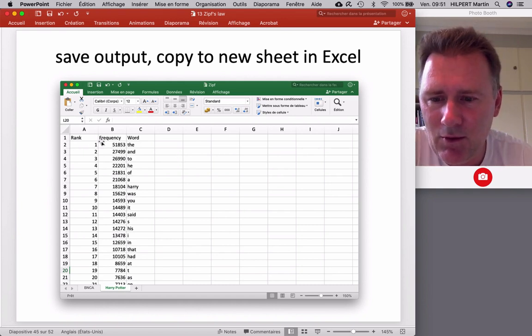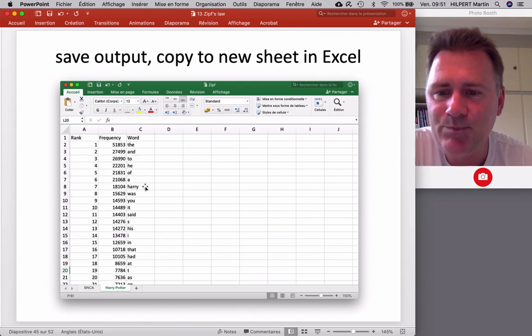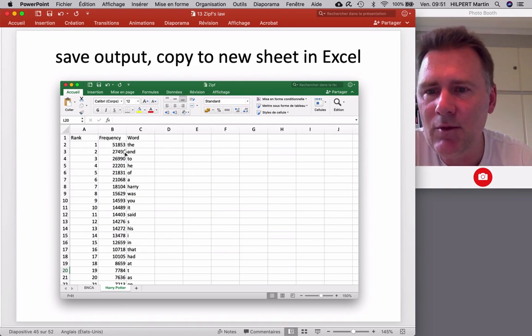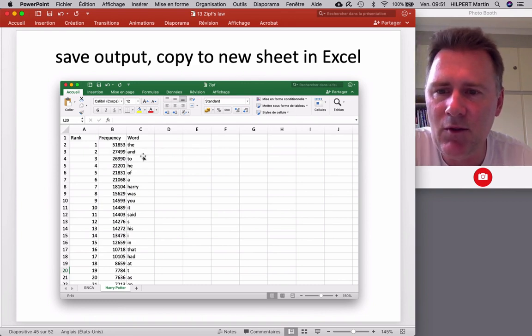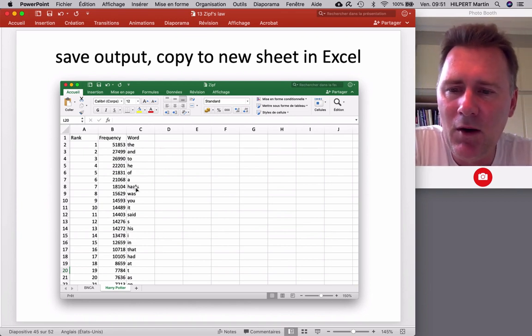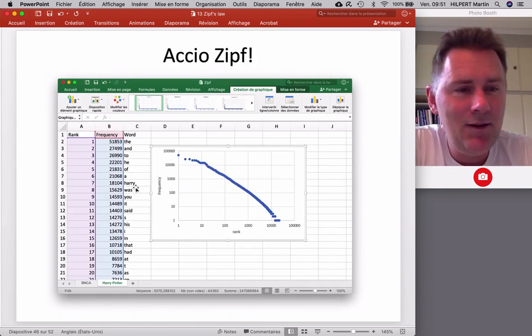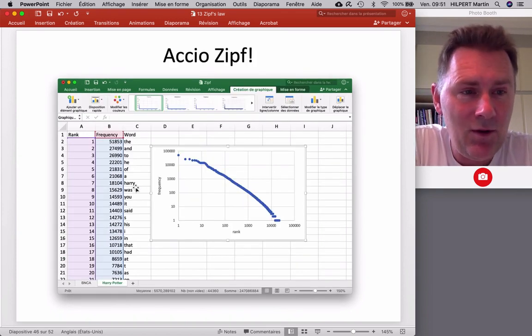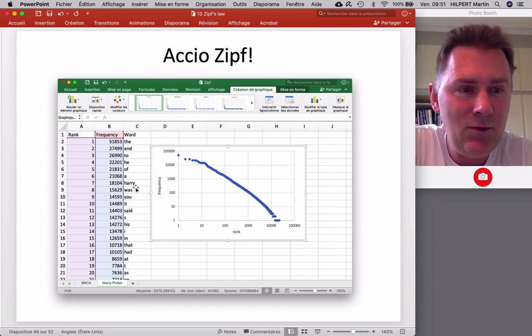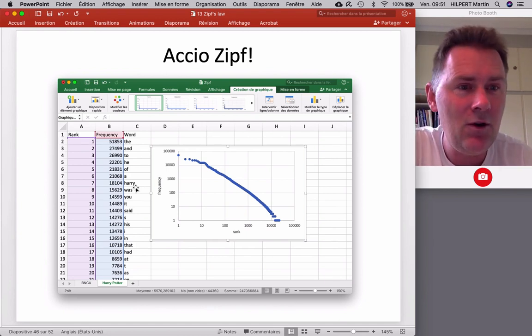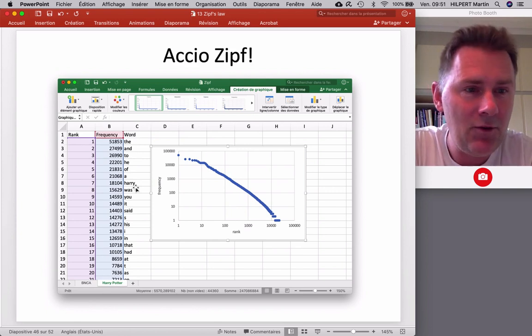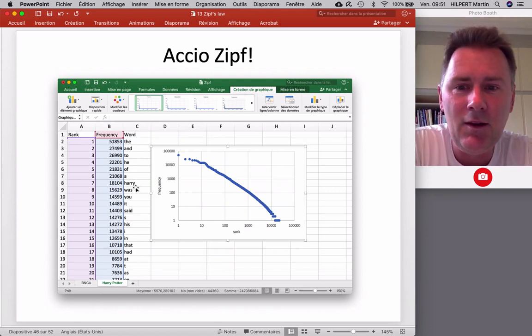Open the TXT file that AntConc generates for you, and then copy the data into a new Excel sheet. That should look something like this, where you have the, and, to, he, of, a, Harry, along with the frequencies, of course. So the 51,000, and 27,000, to 26,000, and Harry, just above 18,000 tokens. And then you do the same thing as before. And this time, of course, you don't have to do any of the clicking. All you do is call Accio Zipf, and then the graphic appears magically in your Excel file.